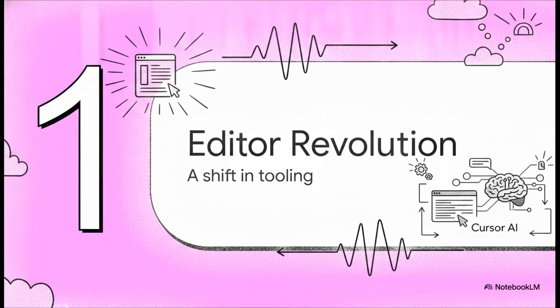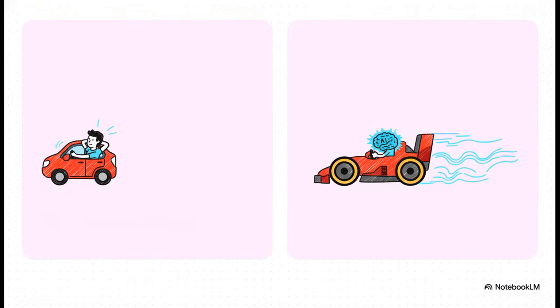Section 1. The code editor revolution. To really appreciate this clash, we first need to understand the massive shift happening in developer tooling right now. For over a decade, Visual Studio Code has been the undisputed default, right? But artificial intelligence is fundamentally changing what we expect from an editor. Think of it like this.